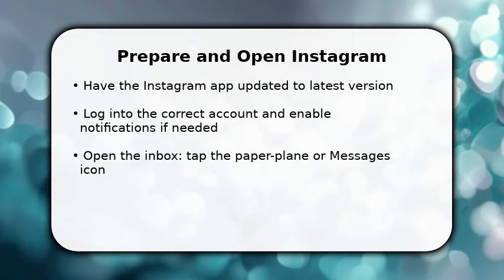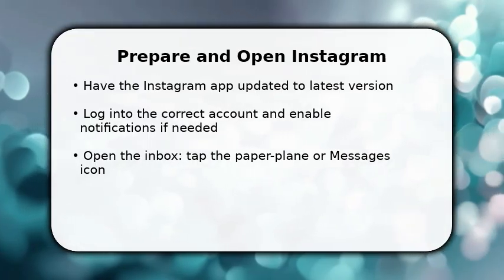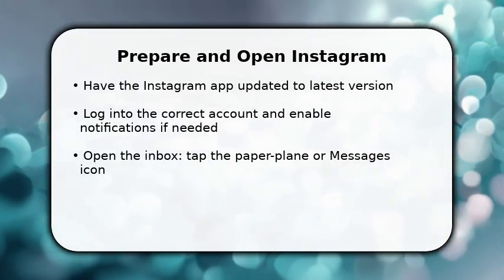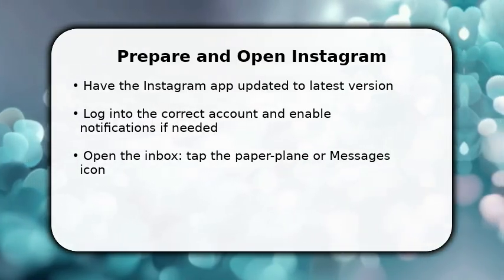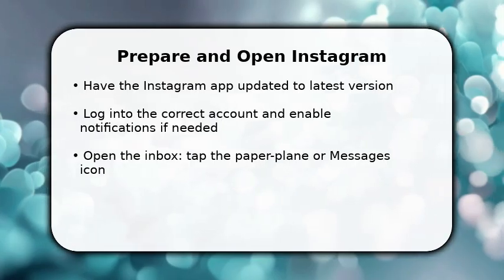You start by opening Instagram and confirming you're on the right account. Once done, go straight to the Messages inbox by tapping the paper plane or Messages icon. You don't need to change global settings yet.